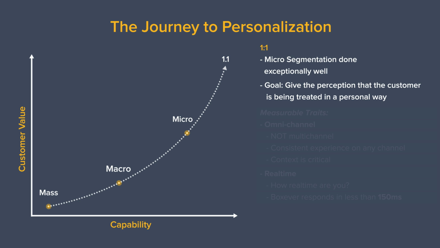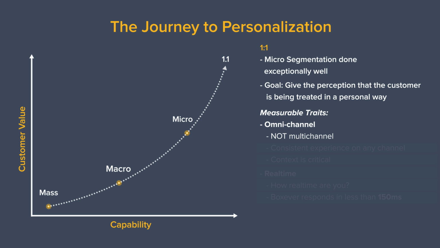So what we're essentially looking at is not one-to-one personalization, it is micro-segmentation done to the point where I perceive that I'm being treated in an individual fashion. And that's what one-to-one personalization really is. To be truly effective at working at this point, there are 2 other things you need to consider. One is, am I being omni-channel?